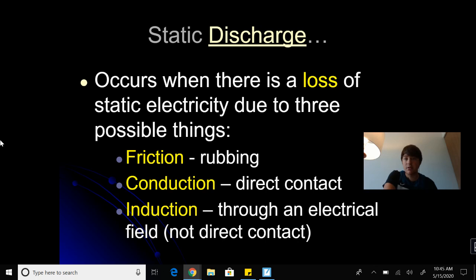Induction would be through an electrical field. You're not necessarily touching the object, but you can still get shocked. And friction would be specifically like rubbing your feet on the ground and building up a charge, and then eventually losing charge through the friction.